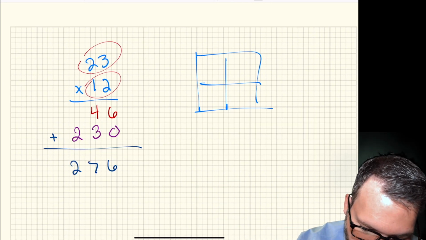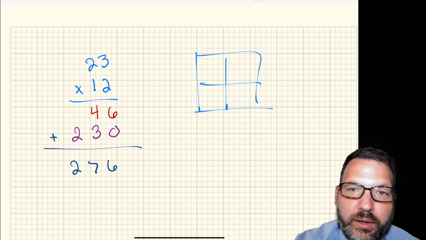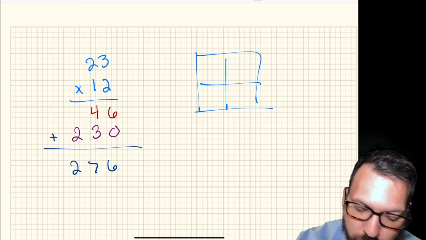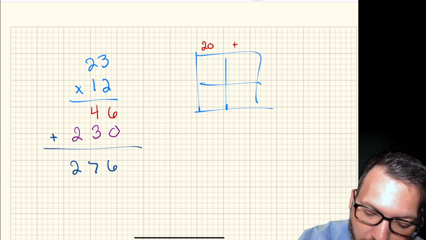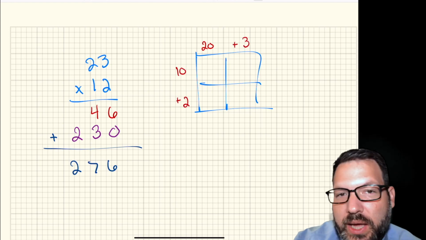We're going to take these numbers, 23 and 12, and split them up into their tens portion and their units portion. In other words, we want to think of the numbers as actual numbers. 23 is the sum of 20 and 3. 12 is the sum of 10 and 2.